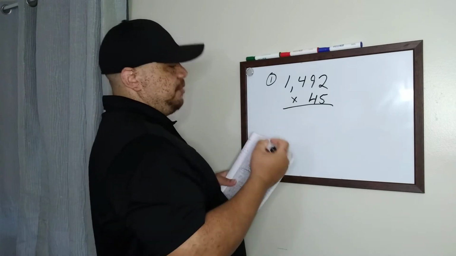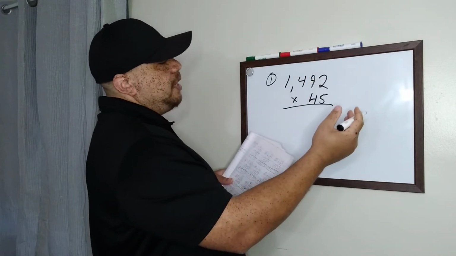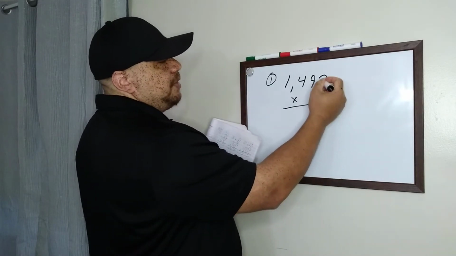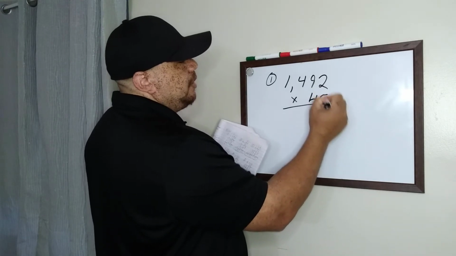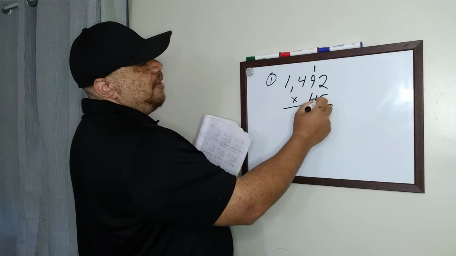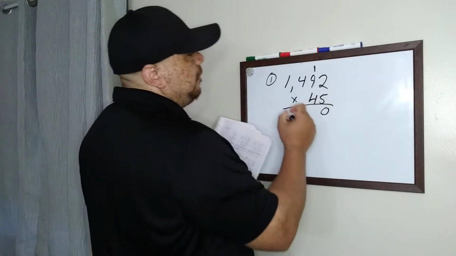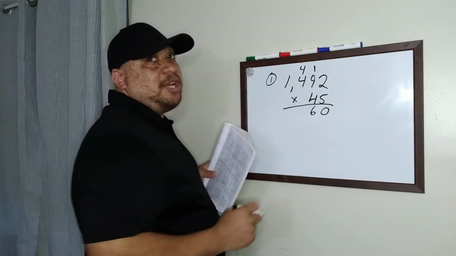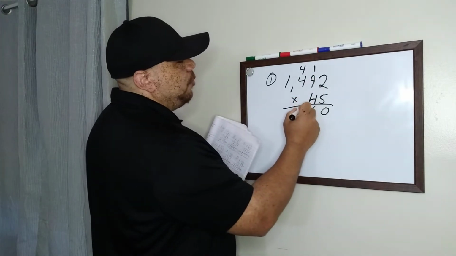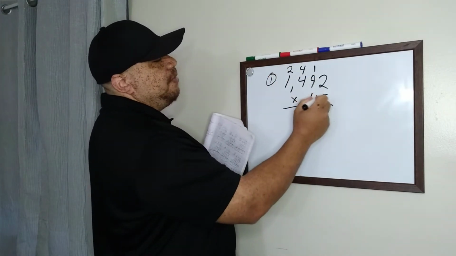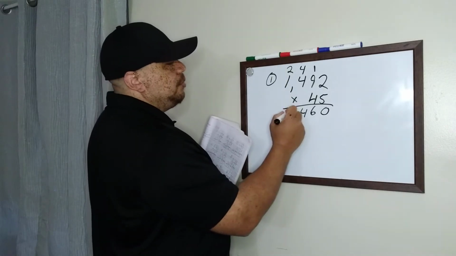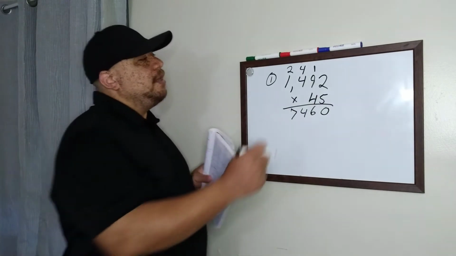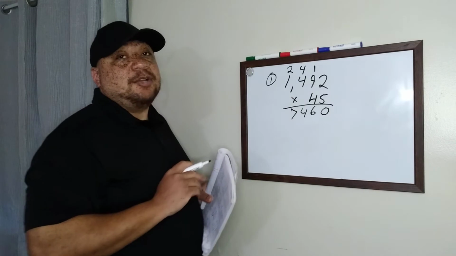1,492 times 45. You start on the right hand side, you work your way left, and you start with 5 times 2. 5 times 2 is 10. Take the 1 here. 5 times 9 is 45. You would add 1, 46. Put the 4 up here. 5 times 4 is 20. You would add 4. That's 24. Add the 2. 5 times 1 is 5. Plus 2 is 7. So that's 7,460. That would be if we just had 5 times 1,492.